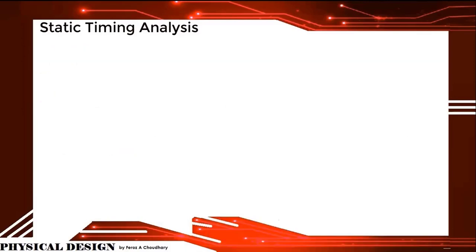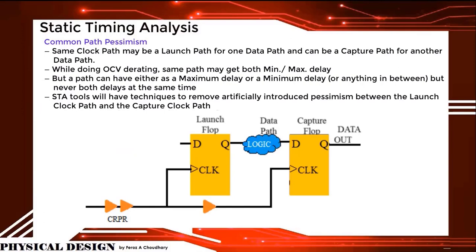register. Common path pessimism. The same clock path may be the launch path for one data path and can be the capture path for another data path. While doing OCV derating, the same path may get both min and max delay. But a path can have either a maximum delay or a minimum delay or anything in between, but never both delays at the same time. STA tools have techniques to remove artificially introduced pessimism between the launch clock path and the capture clock path.